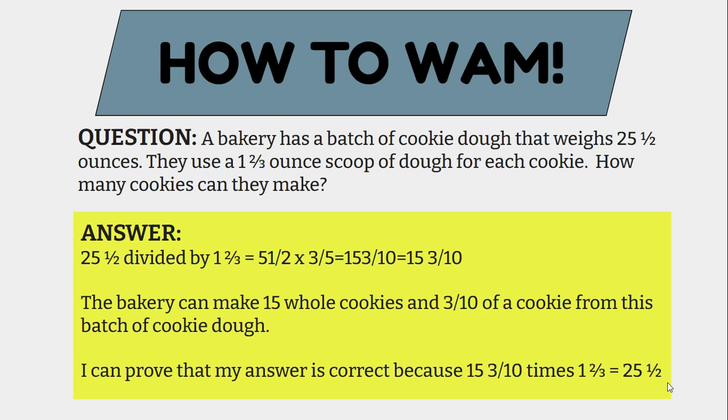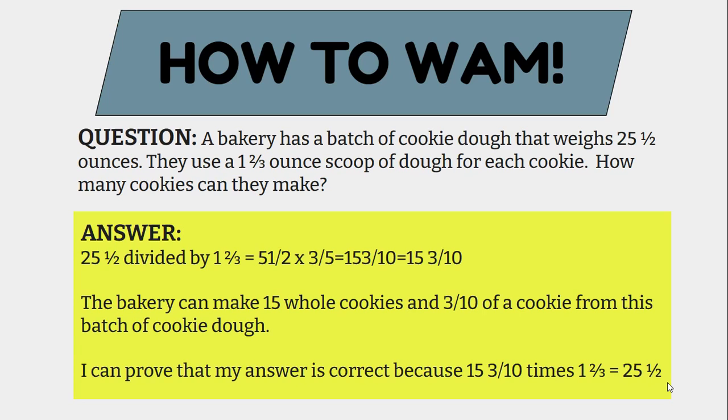So to put that all together, our initial question was that a bakery has a batch of cookie dough that weighs 25.5 ounces. They use a 1 2/3 ounce scoop of dough for each cookie. How many cookies can they make? Here's how I would write my answer on my test. First, I'm going to solve and I'm going to show my work. So I've written out my work to solve and have my answer at the end.